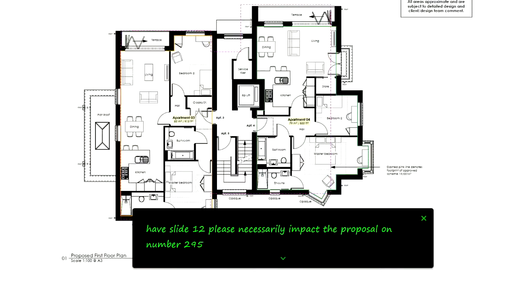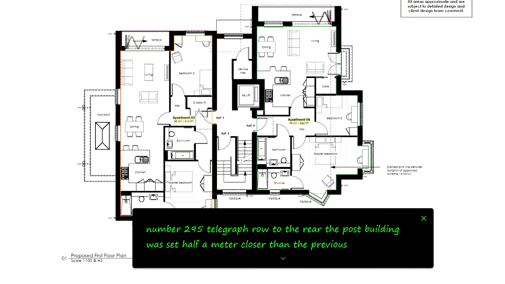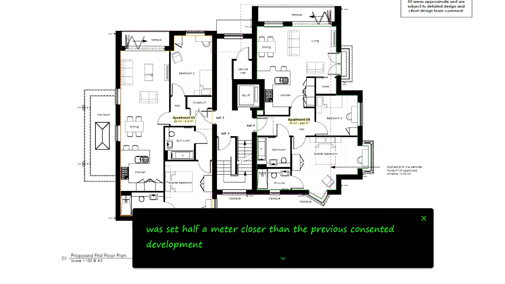In assessing the impact of the proposal on number 295 Telegraph Road to the rear, the proposed building will sit half a metre closer than the previous consented development. This rear elevation contains a series of oriel windows, and this, together with the fact that the proposed development splays away from the shared boundary, would ensure that this proposal will not have a significantly greater impact over the previous approval.